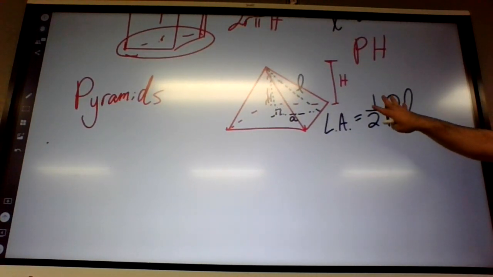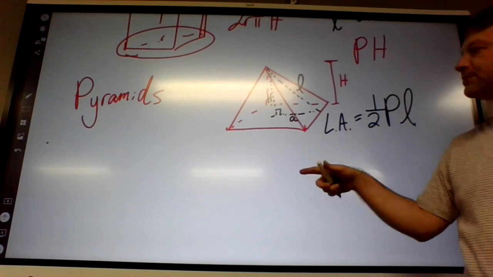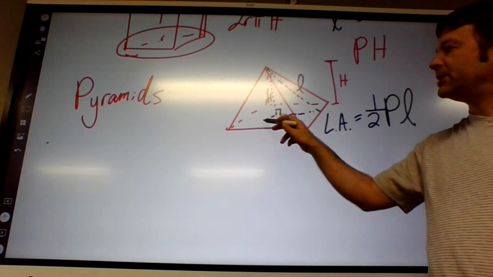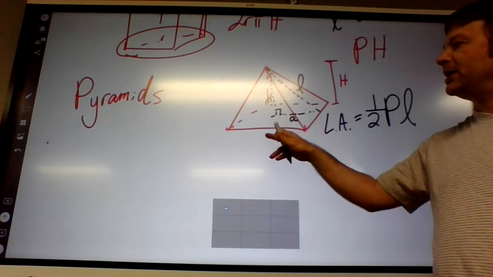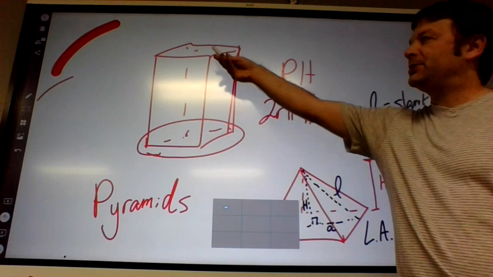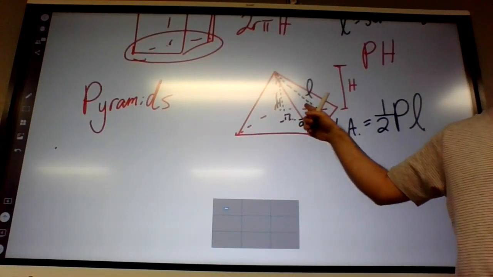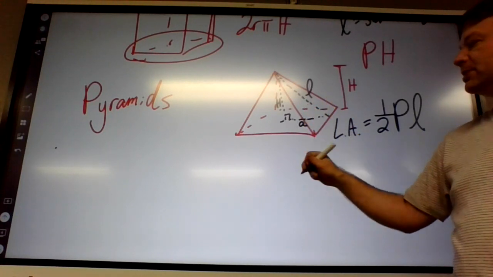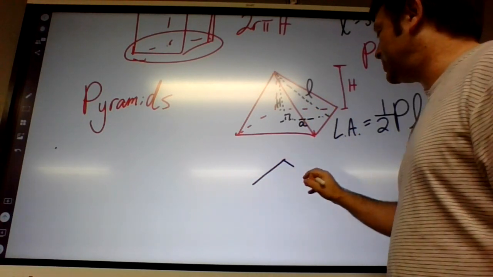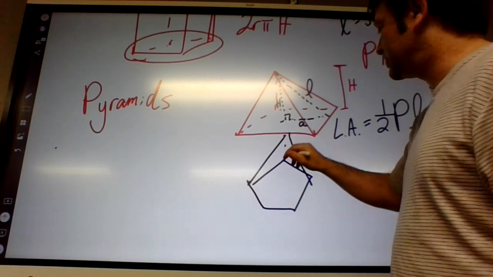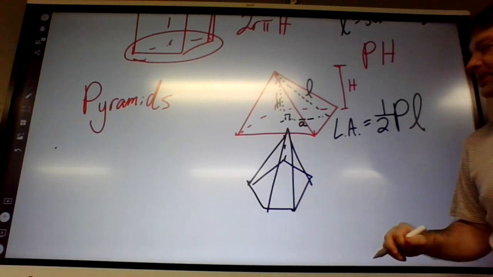Okay, now this just gives me the lateral area. But if I want the total area, what am I missing? The base. Yeah, unlike yesterday where we had 2 bases, pyramids only have 1 base. Are they always squares? No. For example, it could be a pentagonal pyramid. It looks like this. Okay, that's a pentagonal pyramid.